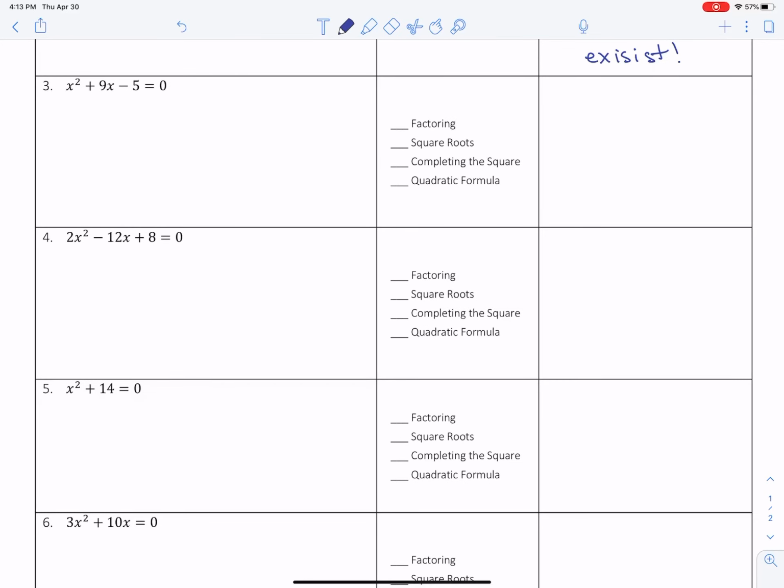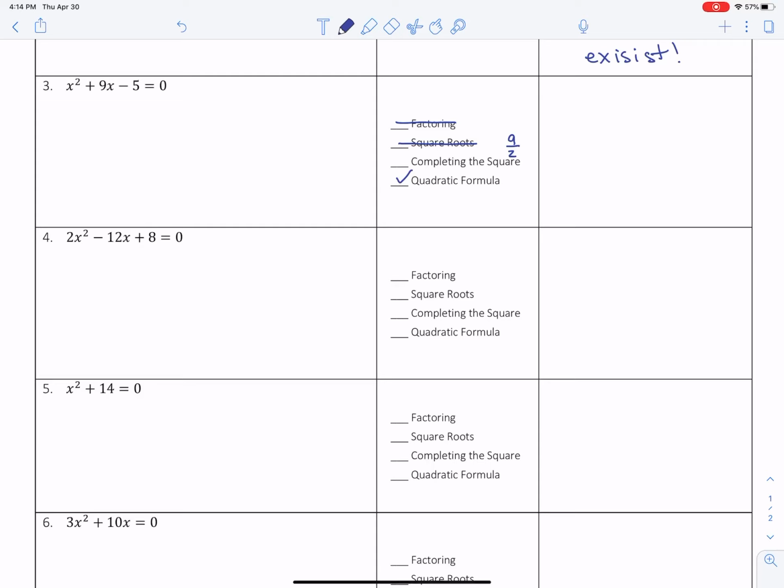The first thing you would think in your mind is, okay, do I have factors of -5 that are going to add to 9? Definitely not. So I cannot factor this. I'm going to get rid of these marks though. Okay, so we can't factor it. I can't use square roots because it has a bx term on there. And completing the square wouldn't be a good option, even though it would work, because it would result in a fraction, 9/2. So the thing that I'm left with is the quadratic formula.